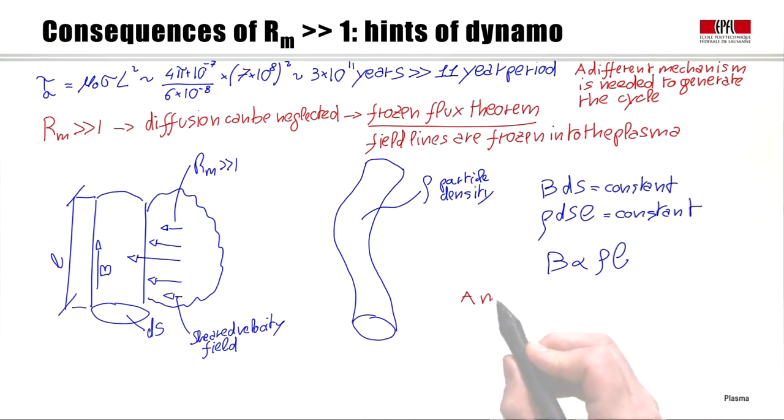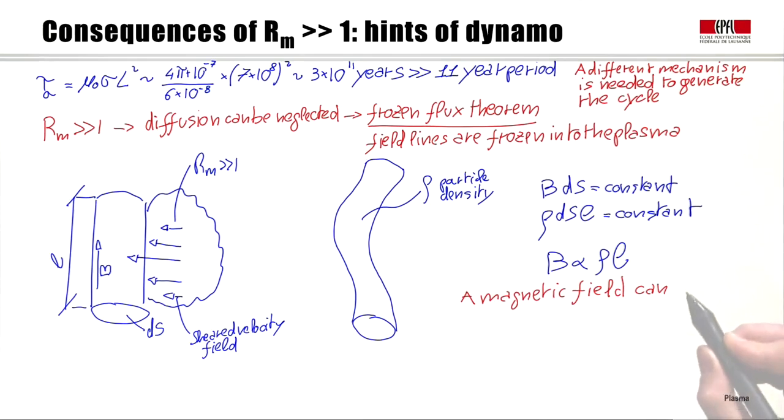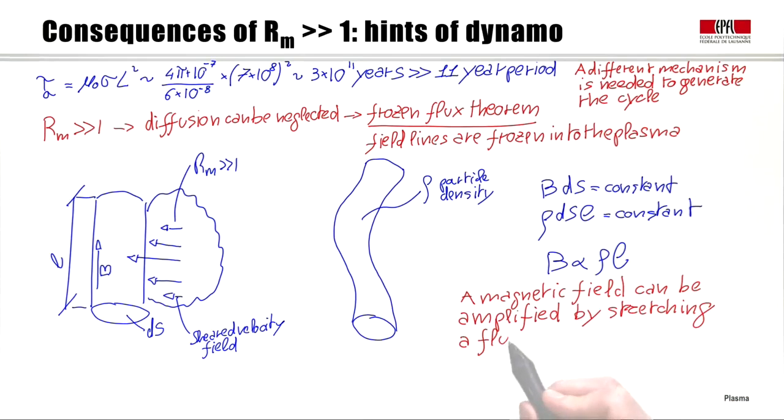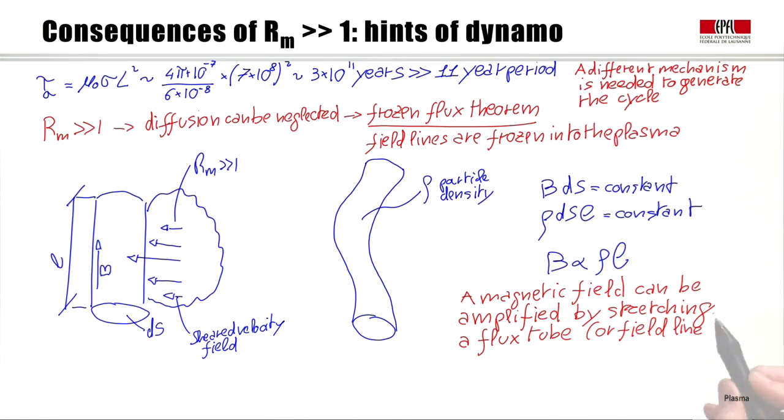The important result of this formula is that the magnetic field can be amplified by stretching a flux tube or a field line when the magnetic Reynolds number is much larger than 1.